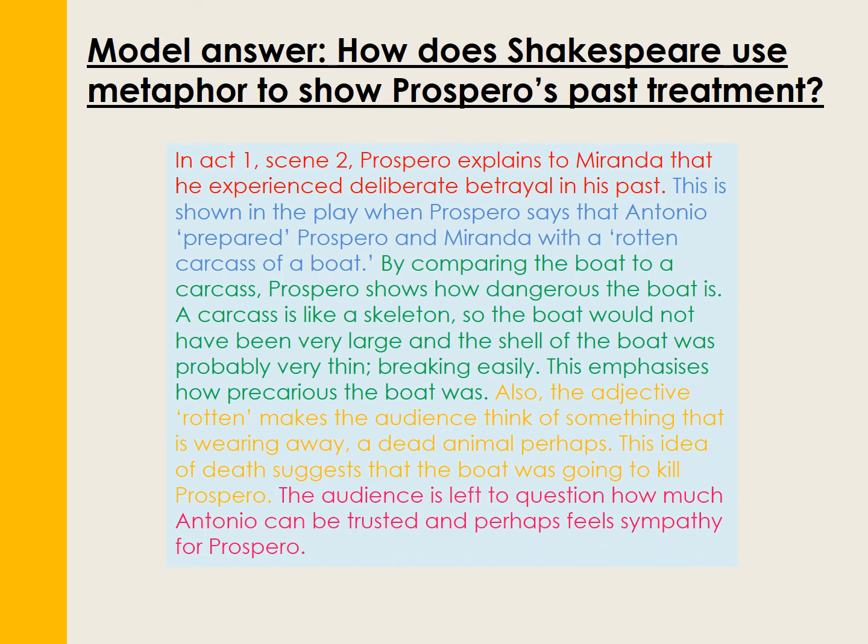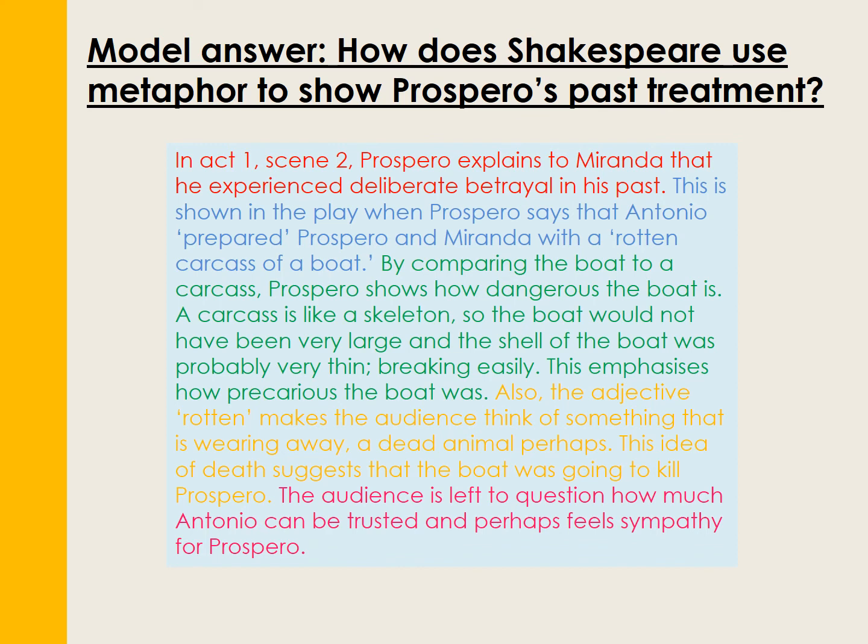A carcass is like a skeleton, so the boat would not have been very large, and the shell of the boat was probably very thin, breaking easily. This emphasises how precarious the boat was. Also, the adjective rotten makes the audience think of something that is wearing away, a dead animal perhaps. This idea of death suggests that the boat was going to kill Prospero. The audience is left to question how much Antonio can be trusted and perhaps feel sympathy for Prospero.